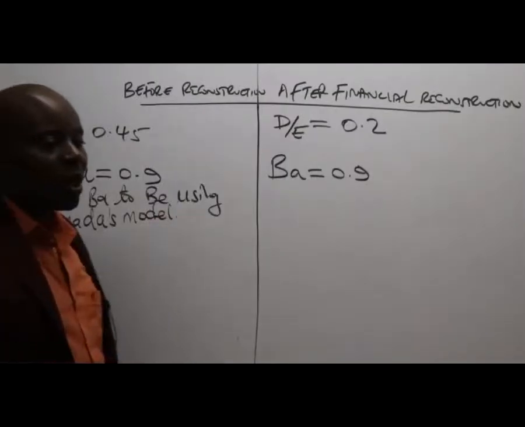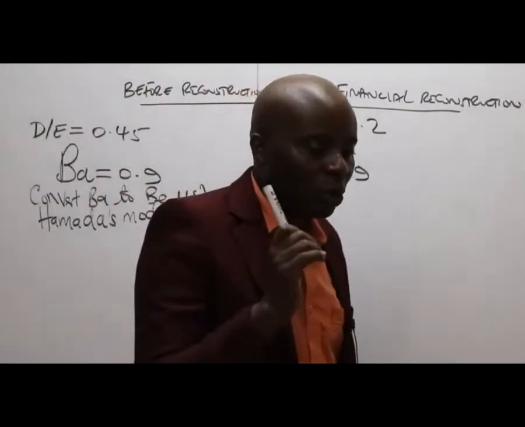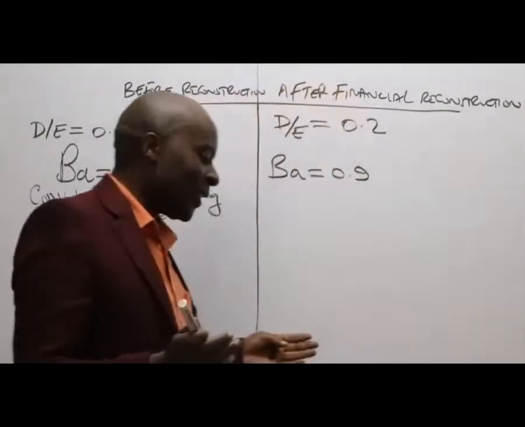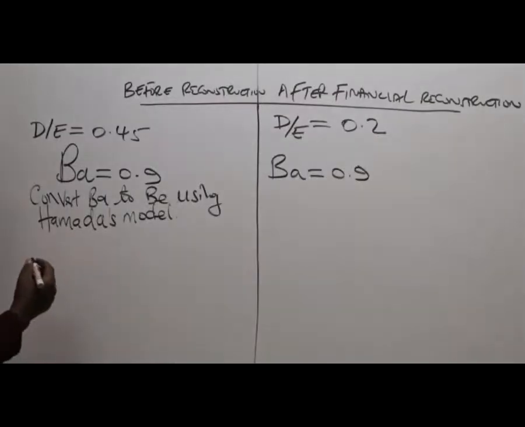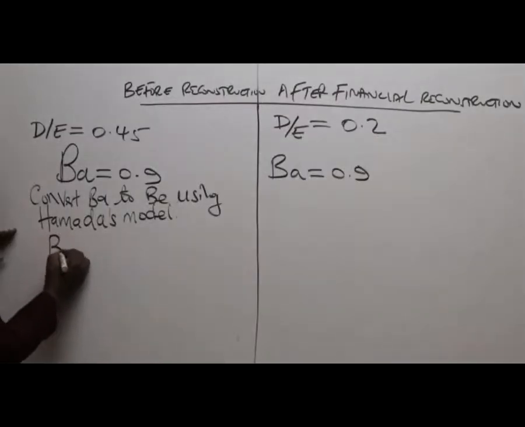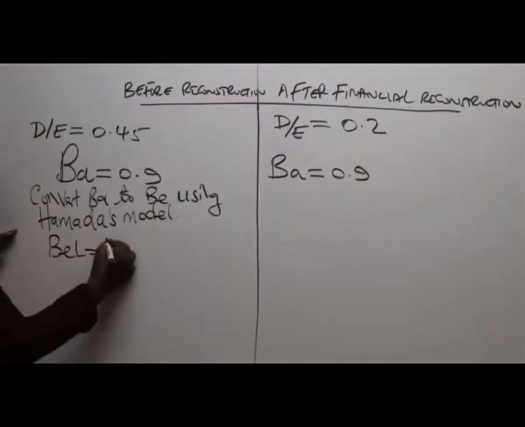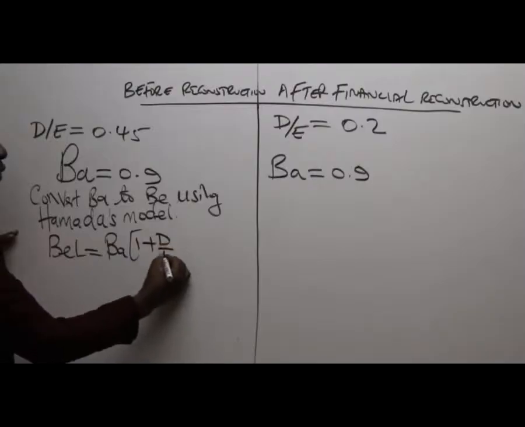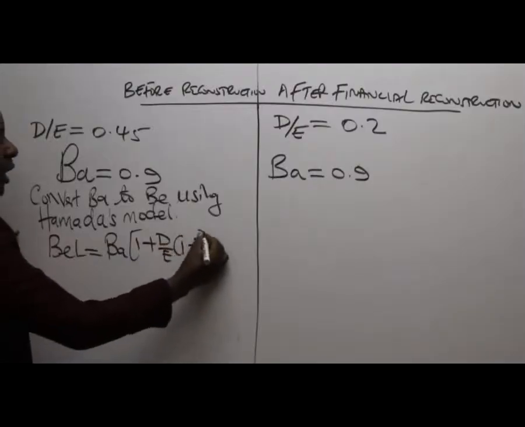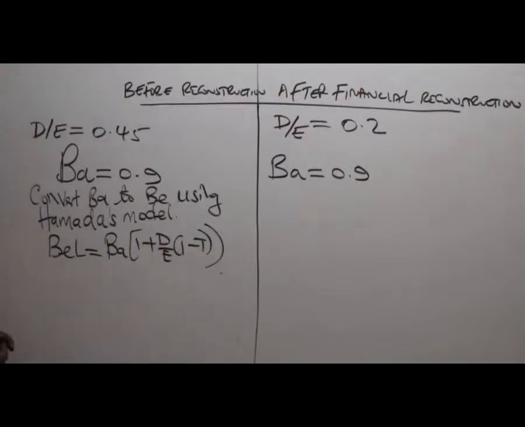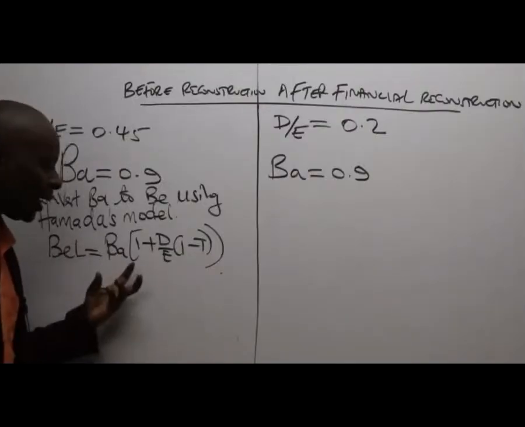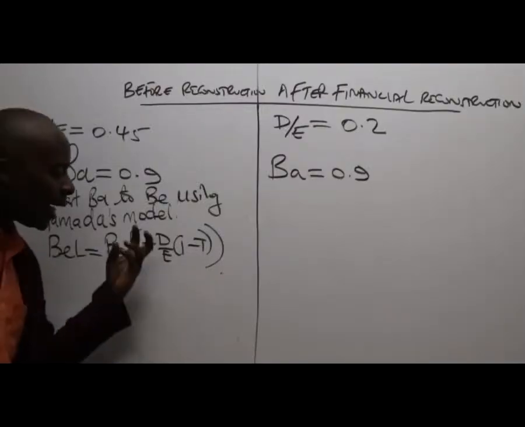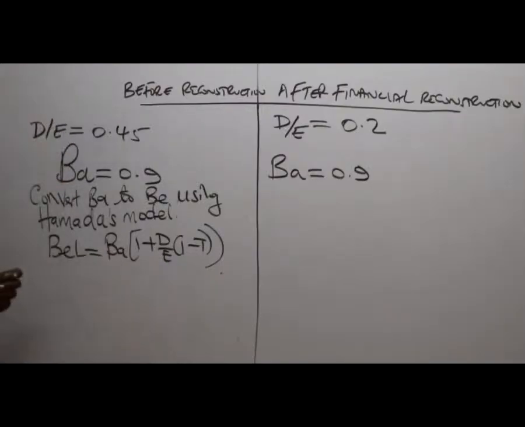Now, what I do not know is whether we have got a student here who knows how to write down Hamada's model. We have got quite many methods of writing Hamada's model, but the best is for you to remember that beta equity of a levered firm will be equal to beta assets into 1 plus debt to equity ratio adjusted for tax. This is the easiest formula for you to remember: BEL equals beta assets into 1 plus debt to equity adjusted for taxation.